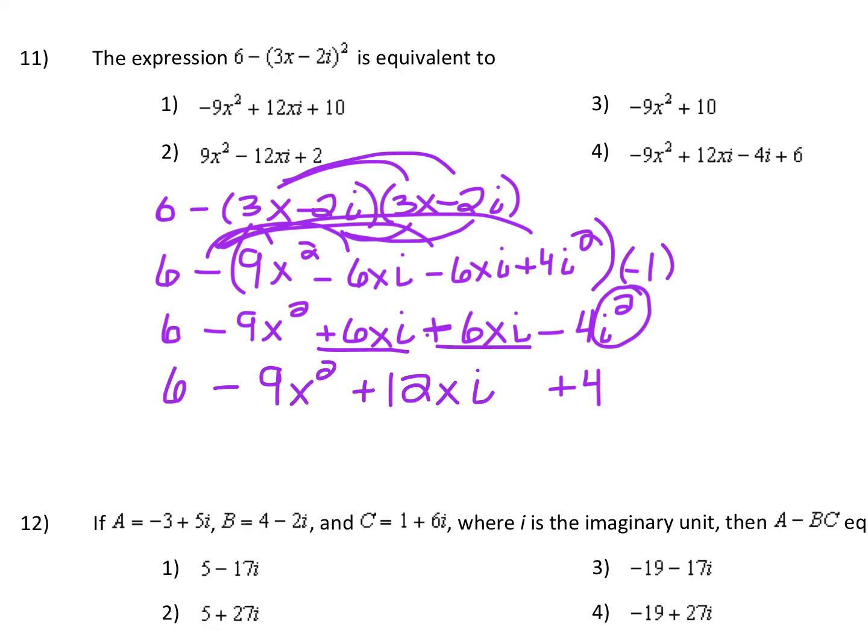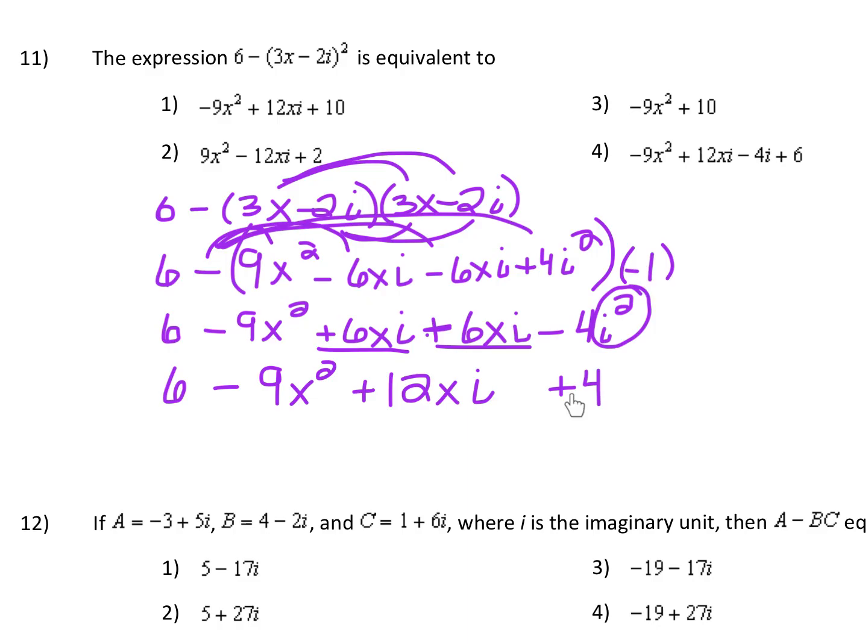Okay, so again, what I did in this step was I brought down the 6, I brought down the negative 9x squared, I combined these two terms to give me positive 12xi, and since we know that i squared is equal to negative 1, I did negative 4 times negative 1, which is positive 4.